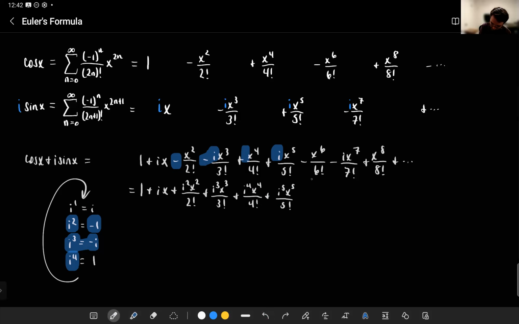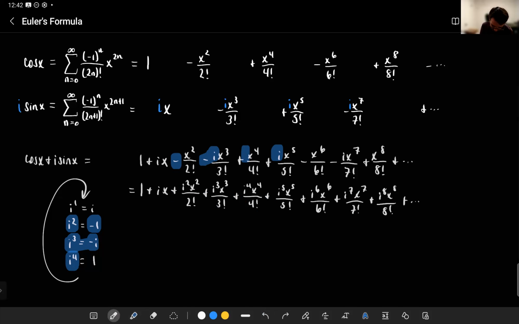And then minus x to the 6th is the same as plus i to the 6th x to the 6th, plus i to the 7th x to the 7th over 7 factorial, plus i to the 8th x to the 8th over 8 factorial, dot dot dot. Now this is no longer alternating at all. It's all positive terms.